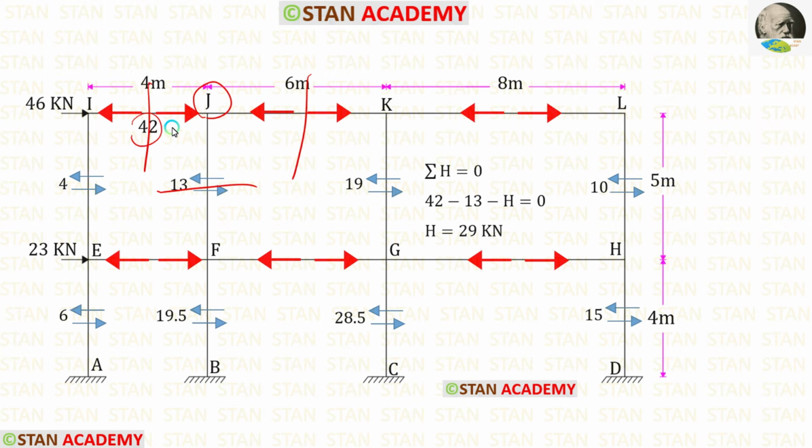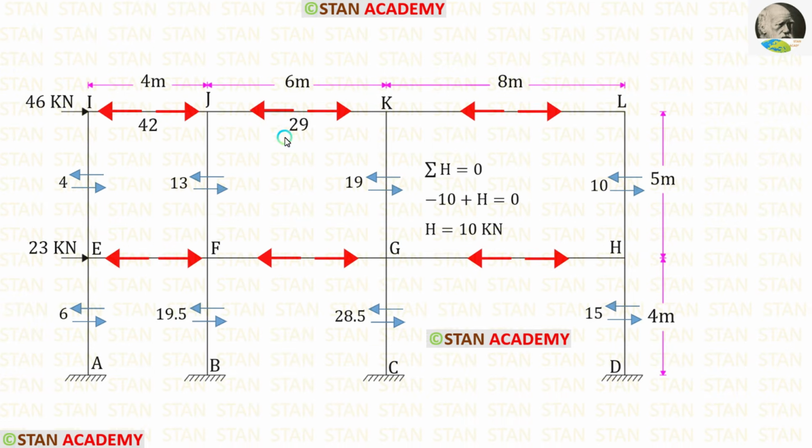Now, let us take the joint J. 42 is acting towards the right side, so that will be positive. 13 is acting towards the left side, that will be negative. H is also acting towards the left side, so that is also negative. Finally, for H, we are getting 29 kilonewton. Let us apply that.